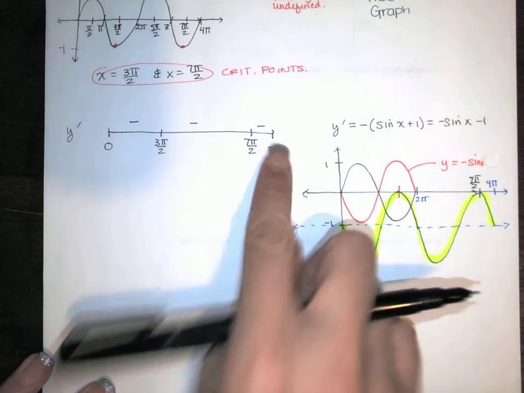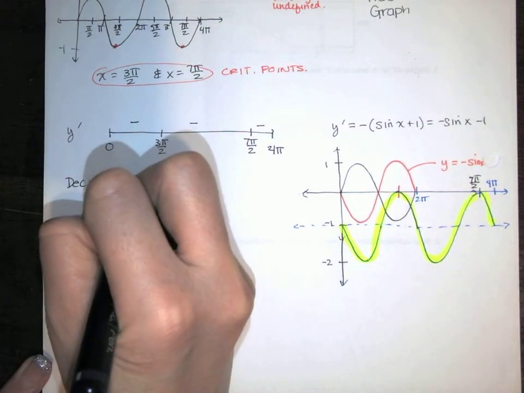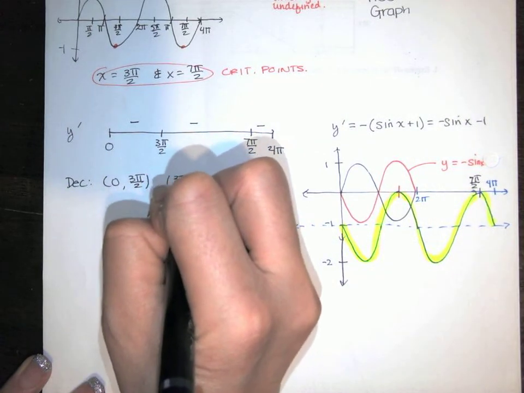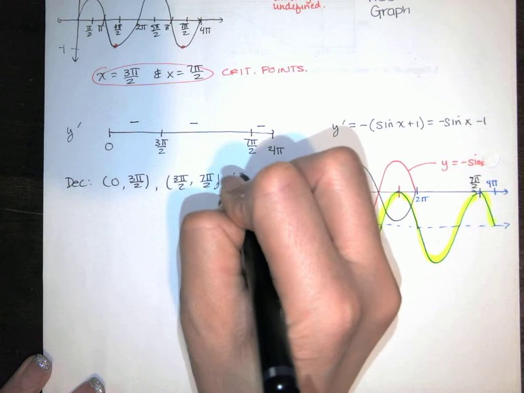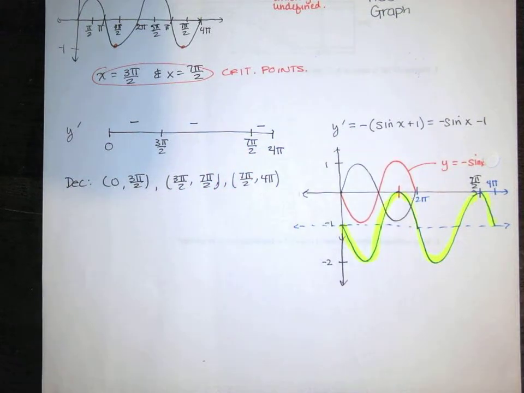Okay, so where is the function decreasing? The function is decreasing on 0 to 3 pi over 2, and 3 pi over 2 to 7 pi over 2, and 7 pi over 2 to 4 pi. It's never increasing.